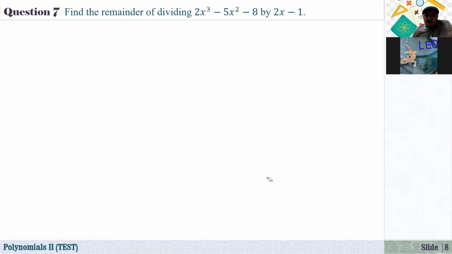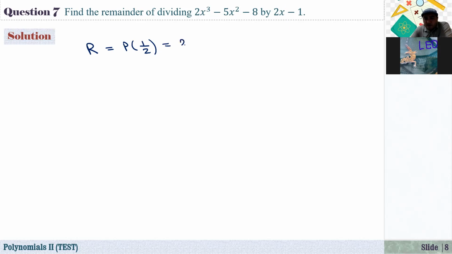Another question: find the remainder of dividing this. So simply now you know the idea. I'm going to just find the remainder here. So the remainder is equal to p of, when this linear factor is equal to 0, when x equals 1/2. So here we have 1/2. So the value of this polynomial function at x equals 1 over 2 gives us the remainder. Once again, why? Because our divisor is a linear factor here.